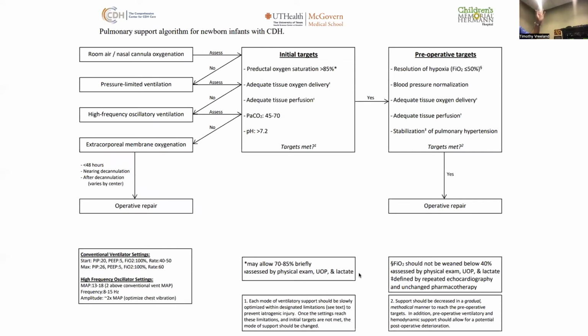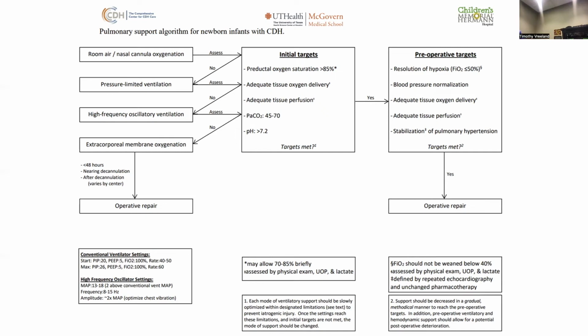Here's a great algorithm. We're going to gloss over this a little bit, but it demonstrates the sort of permissive hypercapnia and a little bit of permissive hypoxia here. So you want to keep your pre-ductal oxygen saturation, which is going to be right arm, greater than 85%. The ductus is likely open, and so you're getting deoxygenated blood down the leg.